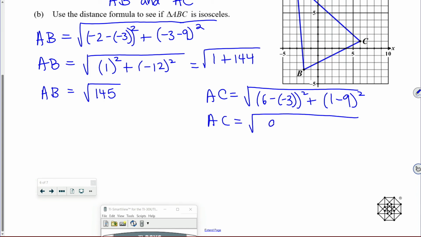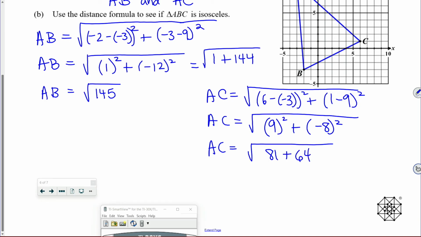All right, again, careful. 6 minus negative 3 is 9 squared. 1 minus 9 is negative 8 squared. All right, 9 squared is 81. Negative 8 squared is 64. And if I add those two together, 81 and 64 is 145. So AC is the square root of 145.